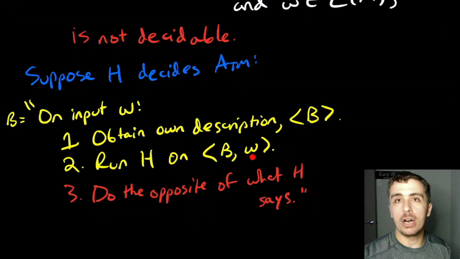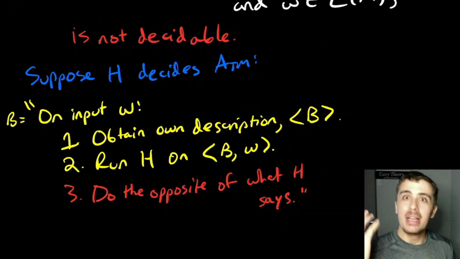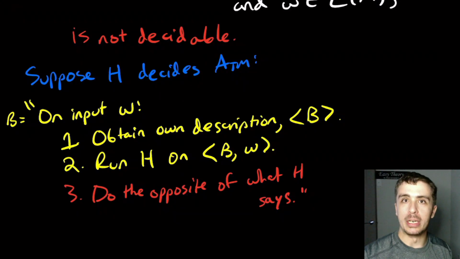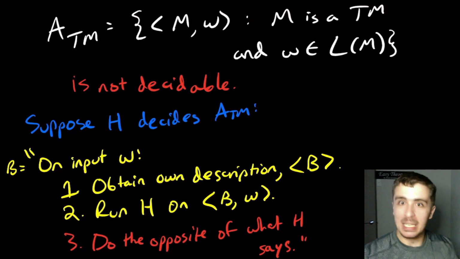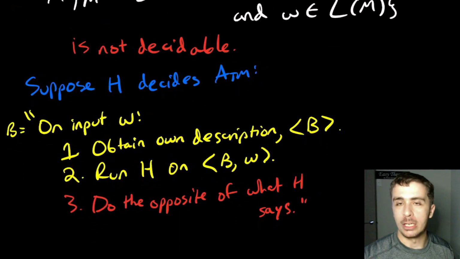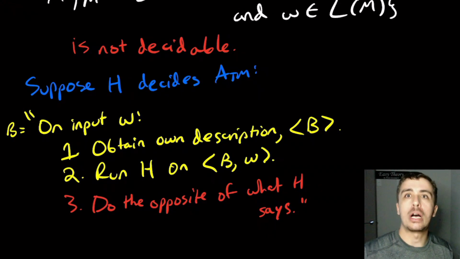So B's behavior on W must be different than B's behavior on W because of this third step right here. And so that shows that this B machine is a logical contradiction. And so therefore, this problem is not decidable, because if it were, then this machine would not have a logical contradiction. It's a different proof than the usual ATM proof, but it's very, very cool in that you get logical contradictions as a result. Let's do another example.